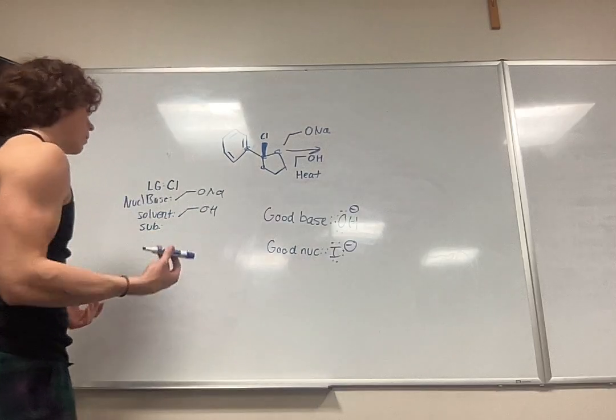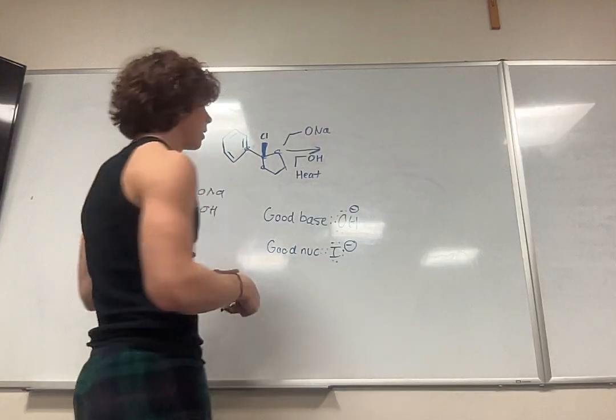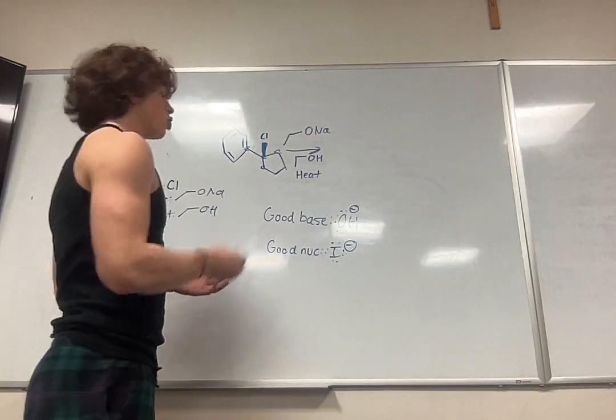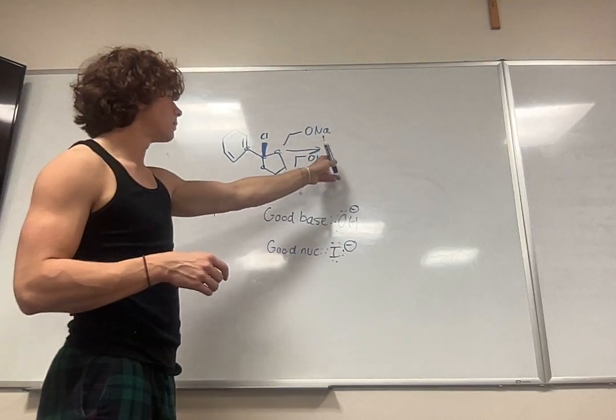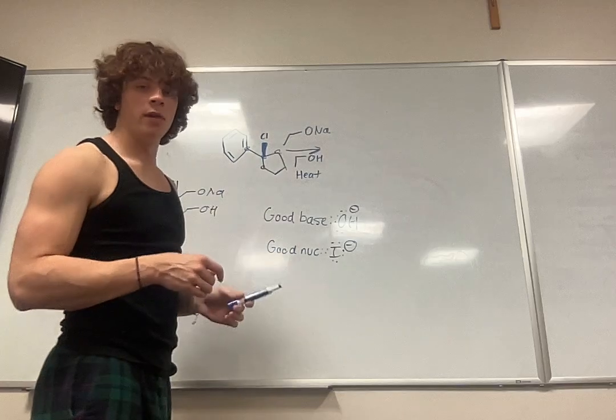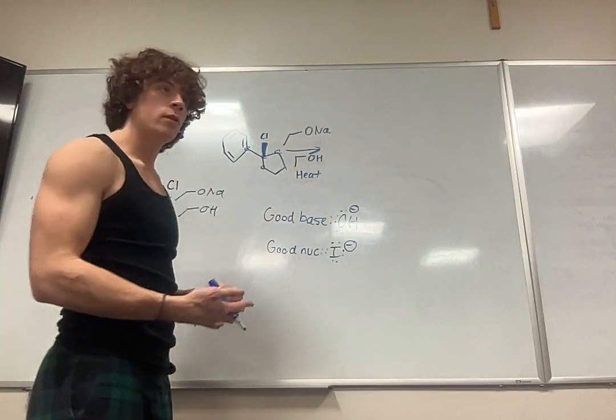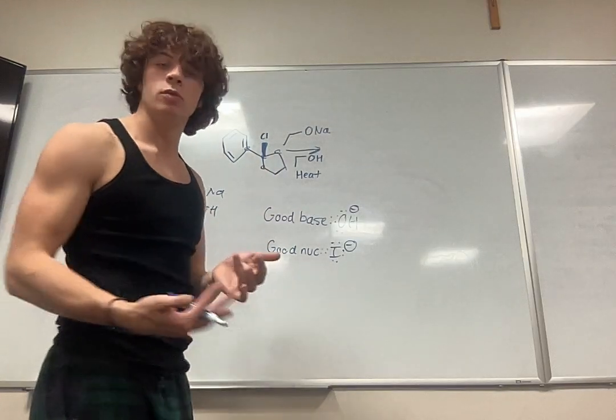So we can look at what we have. We know we have heat. We know we have a strong base. So there's a few other things. You know, we have a protic solvent, which usually means E1. Heat usually means, you know, we're heading towards E1.